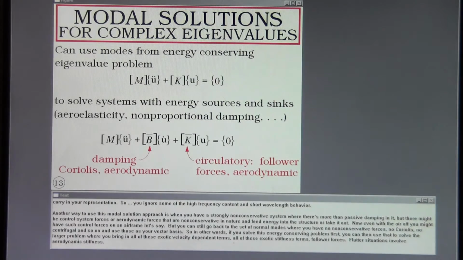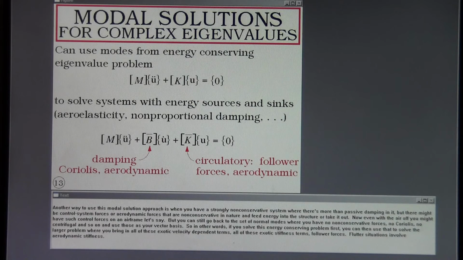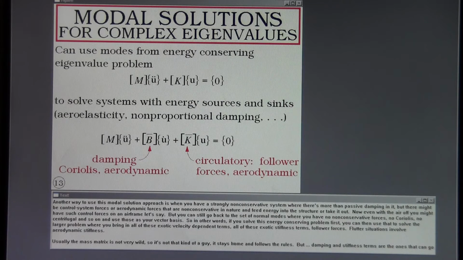Another way to use this modal solution approach is when you have a strongly non-conservative system where there's more than passive damping in it, but there might be control system forces or aerodynamic forces that are non-conservative in nature and feed energy into the structure or take it out. Even with the air off, you might have such control forces on an airframe, let's say. But you can still go back to the set of normal modes where you have no non-conservative forces, no Coriolis, no centrifugal, and so on, and use those as your vector basis.